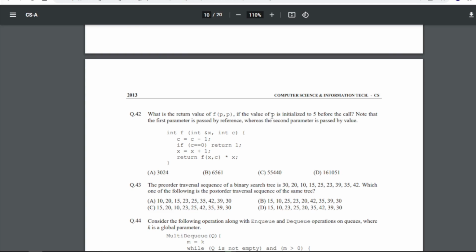What is the return value of PP, right? If the value of P is initialized to 5 before the call. Okay, note that the first parameter is passed by reference, whereas the second parameter is passed by value. So it is by reference and it is by value, where P is initialized as 5. Right, so if you solve this, you will get the answer as A, 3024. You can also hit and trial with the program.